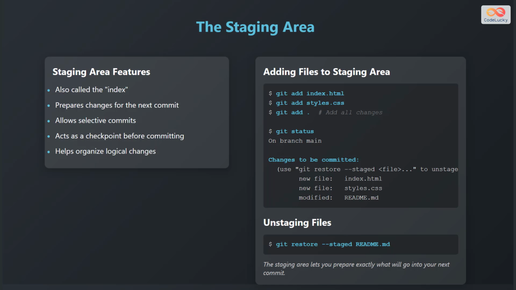To add files to the staging area, you can use the git add command followed by the file name. For example, git add index.html and git add styles.ts. To add all the changes in the working directory to the staging area, you can use the command git add . Running git status after adding files to the staging area will show the changes to be committed. To unstage a file, you can use the command git restore --staged, followed by the file name, for example, git restore --staged readme.md. The staging area lets you prepare exactly what will go into your next commit.